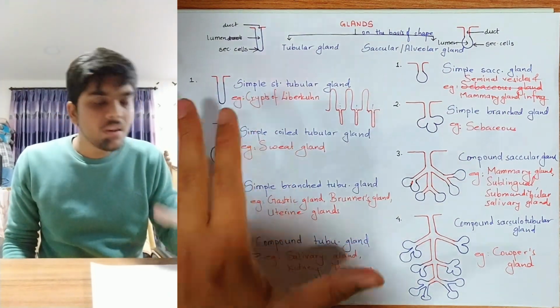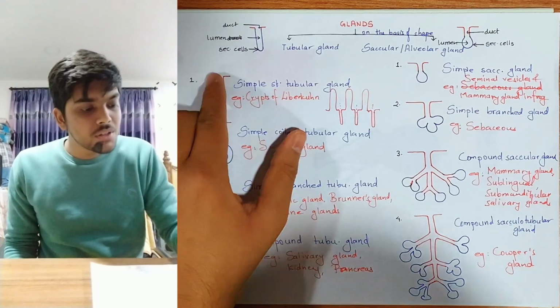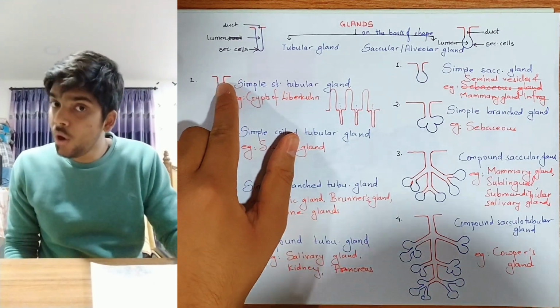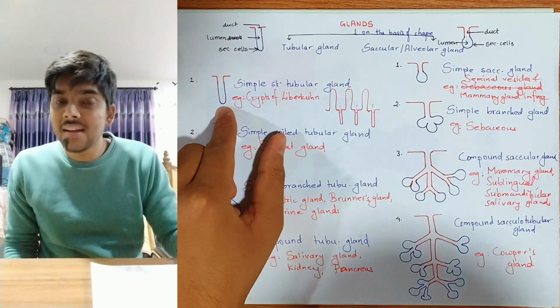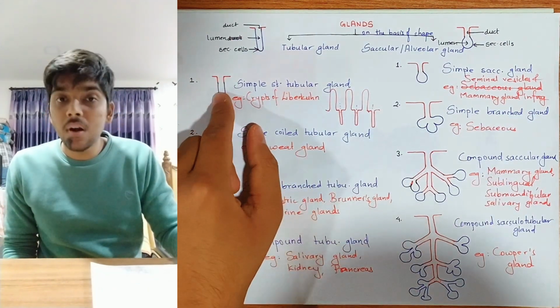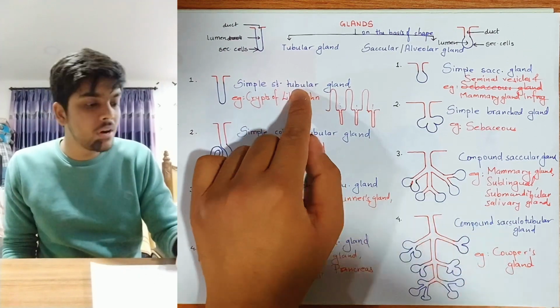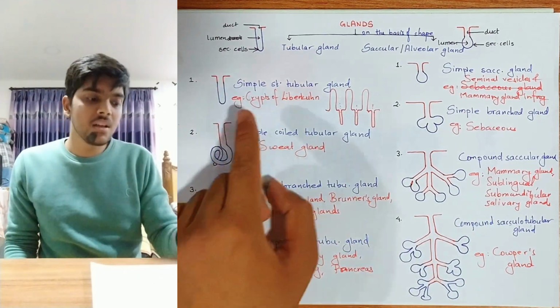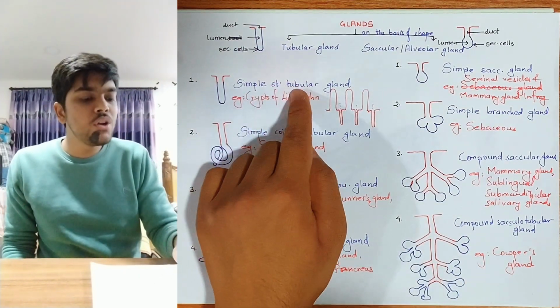So first, look at the diagram. There's your duct. Is it branched? No, it's not. Then your gland is simple. Look at the shape of the gland. Is it tubular? Yes. That means it's tubular. Is it straight? Yes. So that's your simple straight tubular gland.